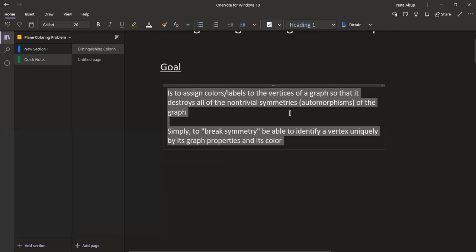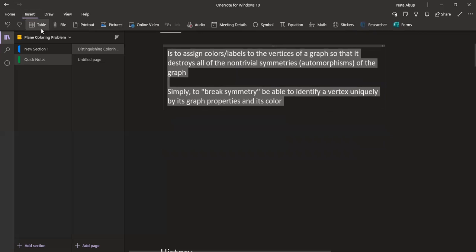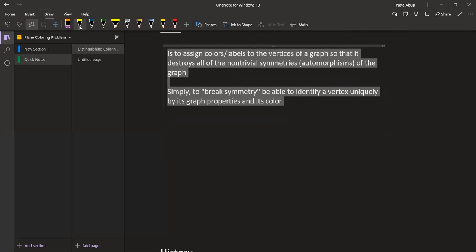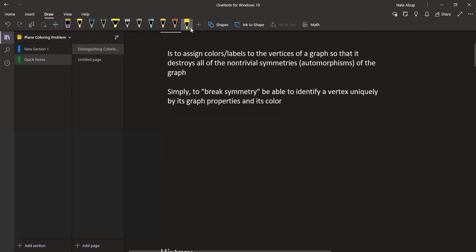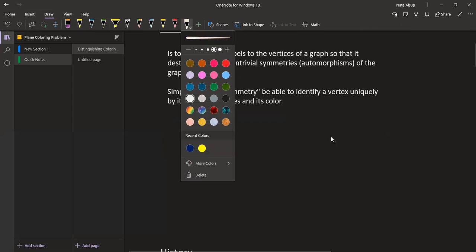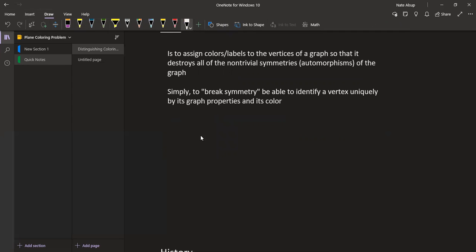Not just symmetry, non-trivial symmetry, which basically means, I'm just going to do a simple graph. Let's do a cycle on five vertices. Sorry, I'm showing off my bad drawing skills. Do that, and that. Okay.